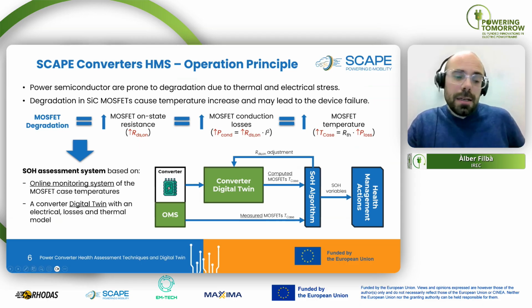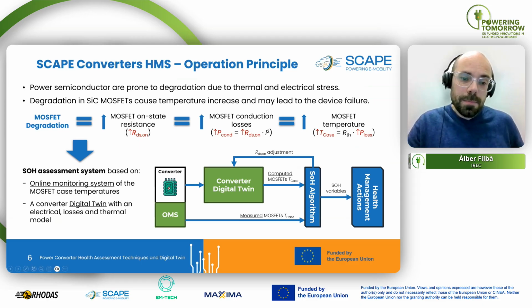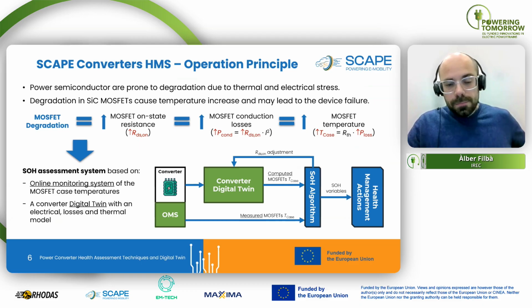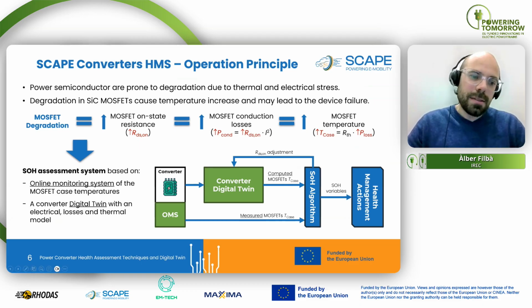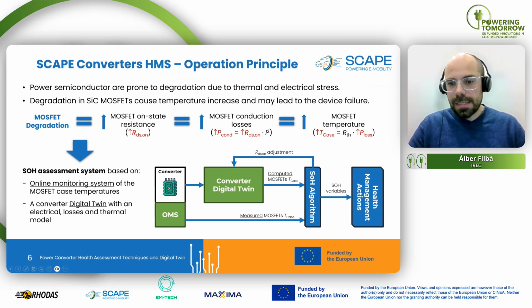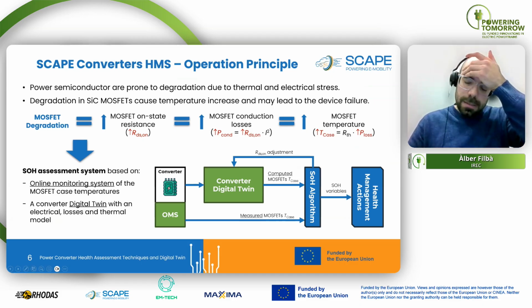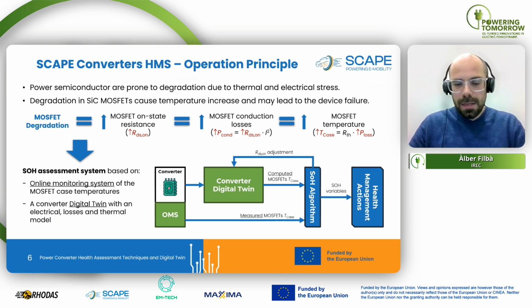So we have designed a state of health assessment system that is based on an online monitoring system that checks the MOSFET temperatures, the case or PCB temperatures, and also on a digital twin of the converters that encloses an electrical, losses, and thermal model. Here on the right, you can see a rough scheme of how this works. We have the converter digital twin, which is fed with the control signals and some readily available measurements from the converter.